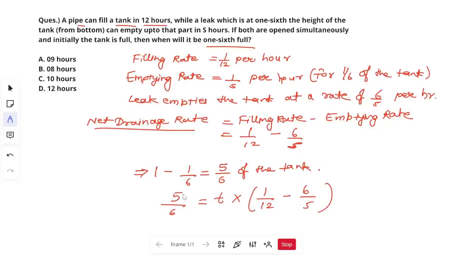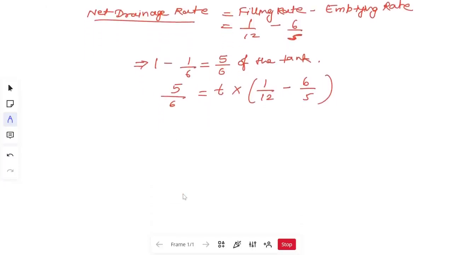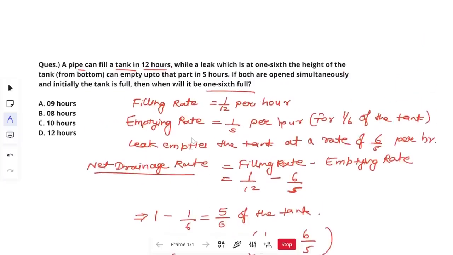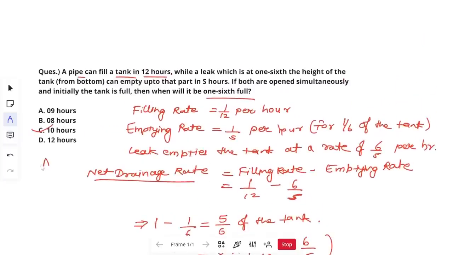So we have found out how much water needs to be drained out. That is why we have formed this equation, and now when we solve it, we will get the value of T as 10 hours. I'm not solving it completely, but if you solve this equation, you will get the value as 10 hours. So the correct answer for this question is going to be option number C, that is 10 hours. Hope you have understood it. Let's move on to the next question.